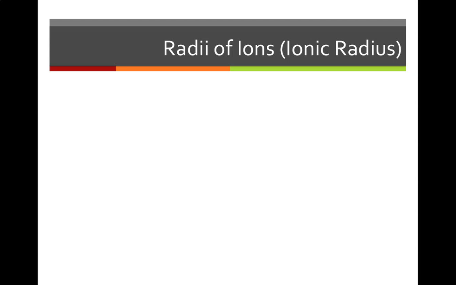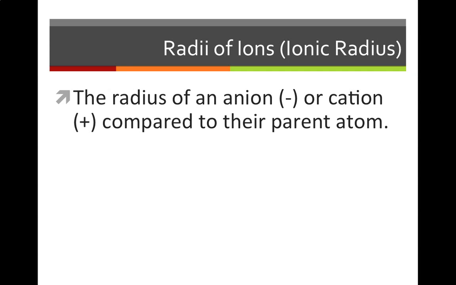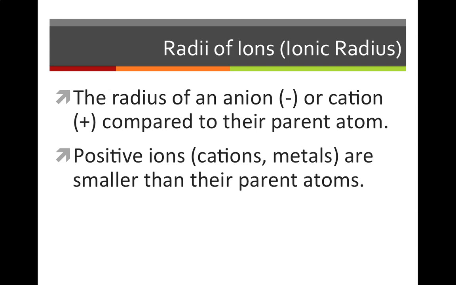Ions also have radii. As an electron leaves or comes into a nucleus, that's going to change the radius of the previous atom. So the radius of an anion, which we know is negative because it's gained an electron, a negative ion, or a cation, a positively charged ion, which is because it lost an electron, are going to be compared to their parent atom, so what they were to start with.